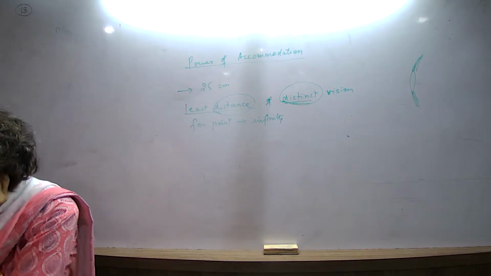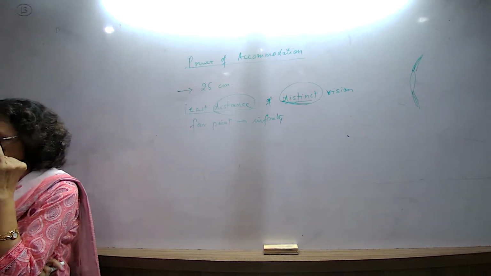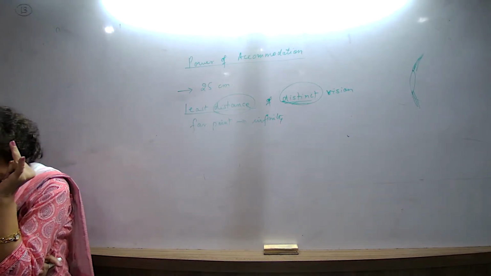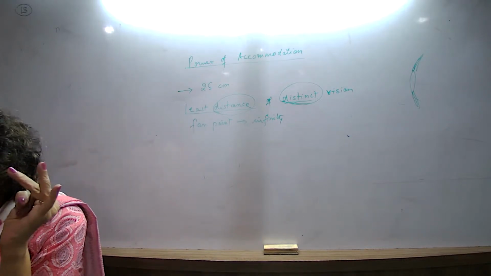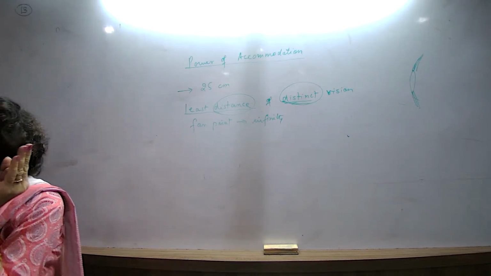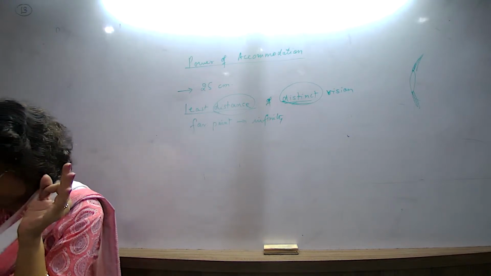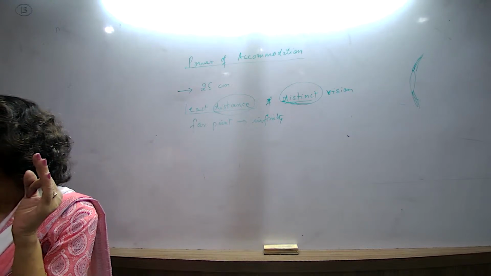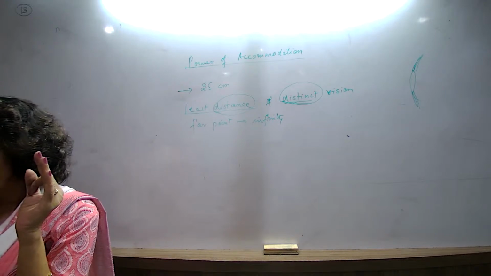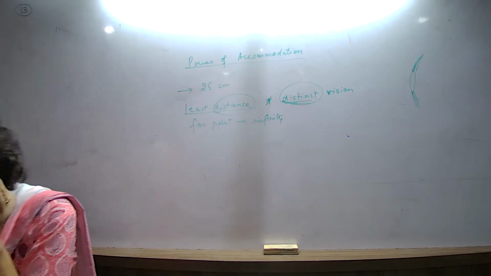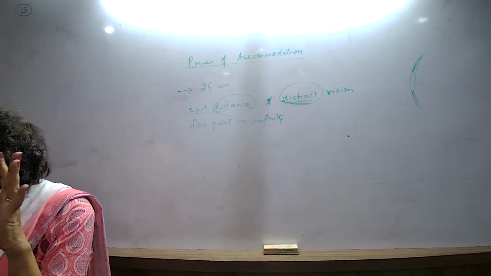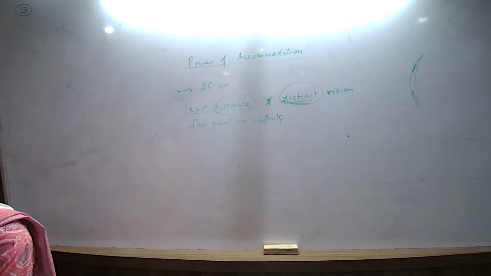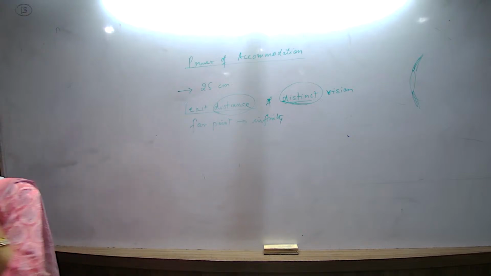Homework, first one: retina. Next, cornea. Third, lens. Fourth point, iris. Next, fifth is pupil. Next, optic nerve.